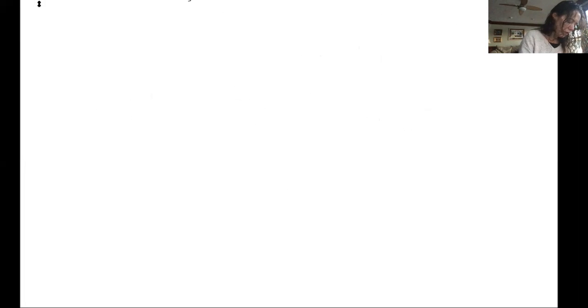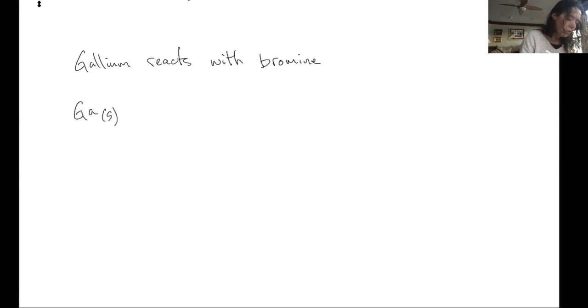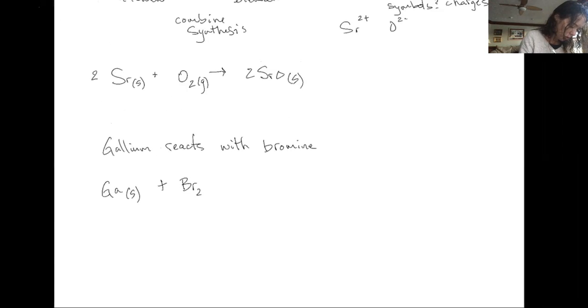All right, let's look at another example. Let's have gallium reacts with bromine. All right. So I've got, once again, an element, gallium. It's by itself. Is it diatomic? No, leave it alone. It's a metal. It'll probably be a solid. Reacts with bromine. Bromine is one of the only 2 elemental liquids. Bromine is actually a liquid.